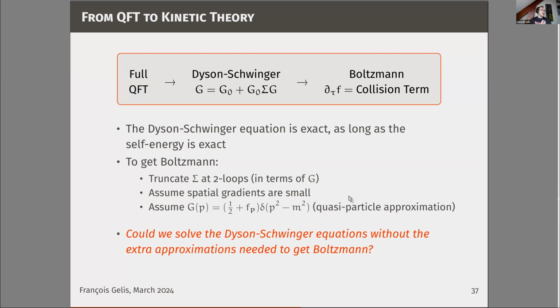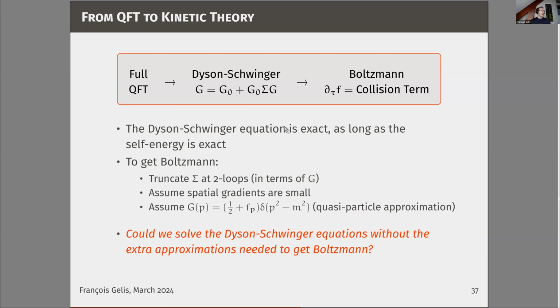So let me first recall to you at least a sketch of how you get the Boltzmann equation from the underlying quantum field theory. So starting from the full quantum field theory, you write equations which are known as the Dyson-Schwinger equation. So they tell you how the full propagator G is related to the free propagator G0 if you know the self-energy sigma. Of course, this equation by itself is exact, but is not super useful because sigma is an infinite series of terms in terms of the propagator. So it becomes useful when you truncate what you put in the self-energy.